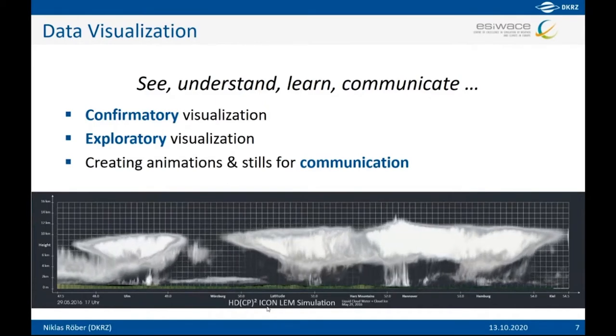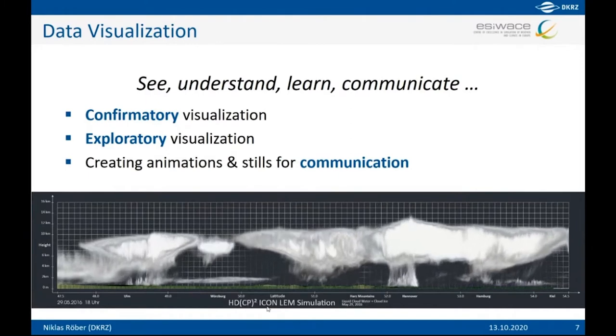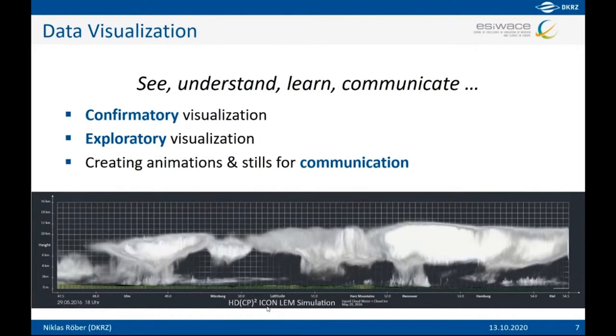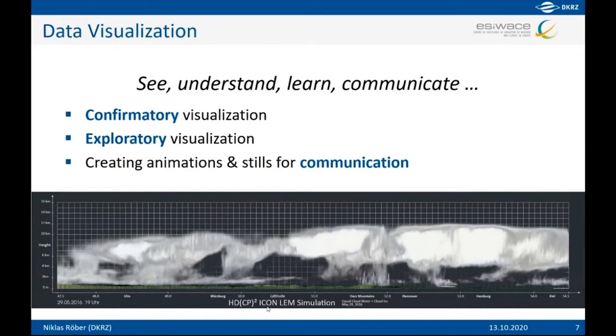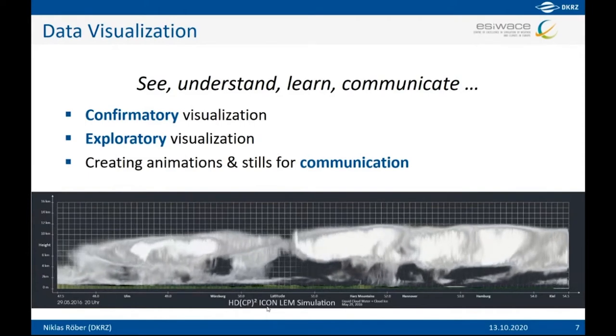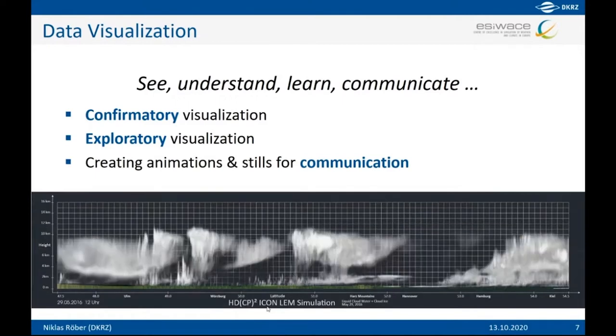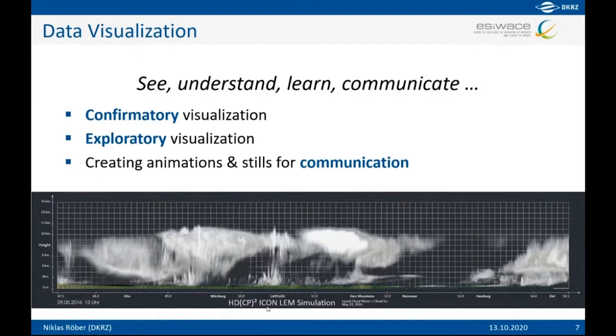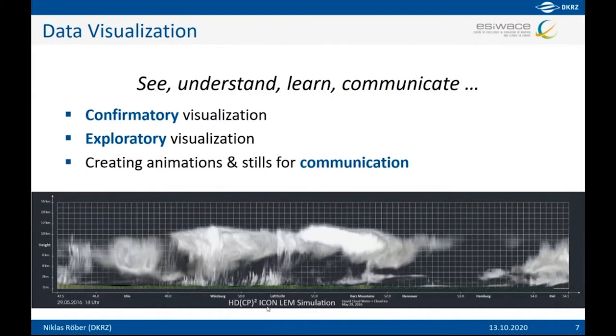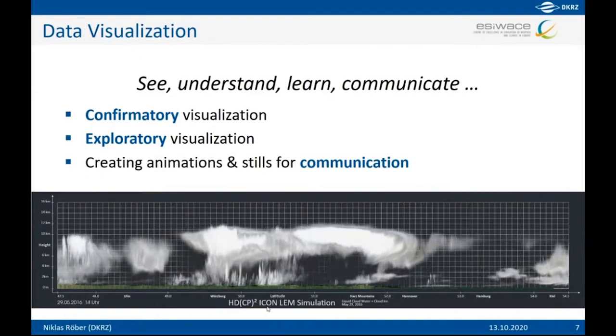So an example would be what you see below. Below is some visualization of liquid cloud water and cloud ice volume rendered using orthographic projection. It's a cut through Germany. On the left-hand side, you see the Alps. On the right-hand side, you see the Baltic Sea. And you see the transition from several cloud types into big cumulonimbus cloud type structures.